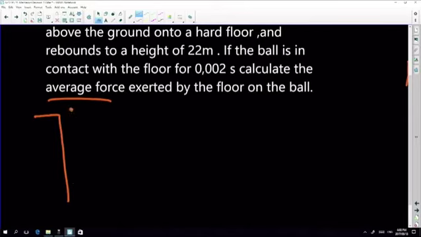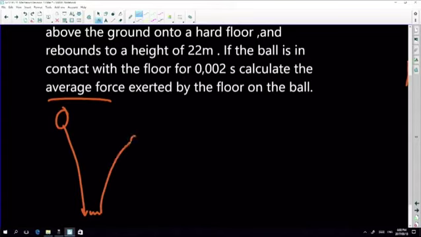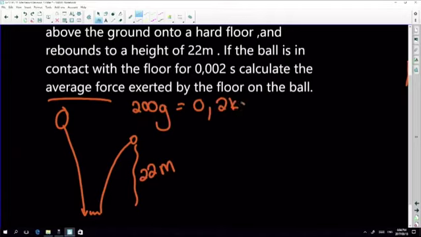Well, I don't even know why I'm drawing these things. I'm doing strange things today. Anyway, a ball is dropped, bounces, and then reaches a height again of 22 meters. They tell me the ball has a mass of 200 grams, so let's change this straight away to 0.2 kilograms. It's in contact with the floor for 0.002 seconds, and they want the force exerted by the floor on the ball.